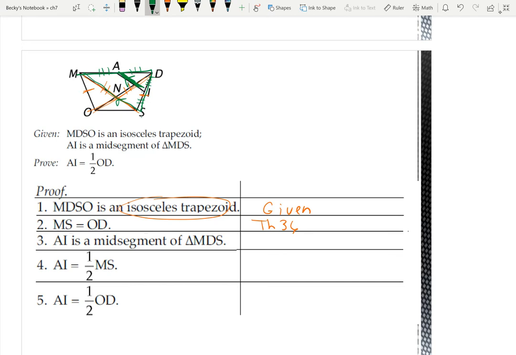All right, and so how did I know step 3? Well, step 3 was up here and it was given. It says AI equals 1/2 MS. Well, we just talked about that. AI, this middle segment, is half of the segment MS. All right, so how did we know that?